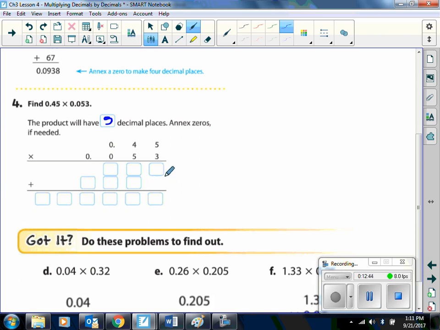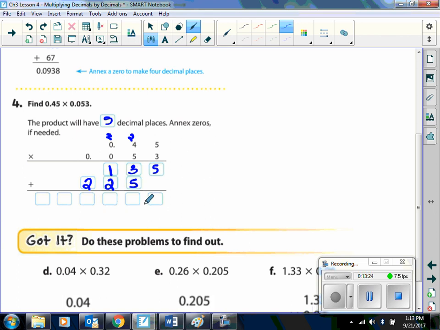So we multiply like normal. So we're going to multiply 5 times 3 is 15. Carry the 1. This is 4 times 3 is 12. Plus 1 is 13. Carry the 1. And then 3 times 0 is 0. Plus 1 is 1. Then we're going to scooch over here. Then we have 5 times 5 is 25. Carry the 2. Then 5 times 4 is 20. Plus 2 is 22. Carry the 2. All right, and then we have 5 times 0 is 0. Plus 2 is 2. Good.